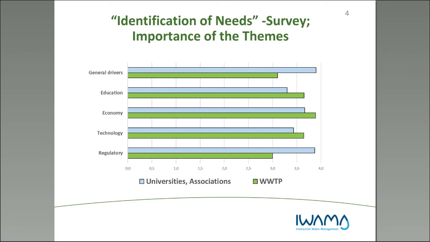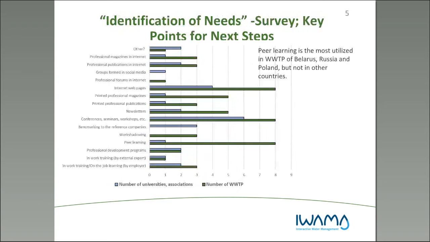Slide 5. The needed information for the wastewater treatment plants is obtained mainly from the internet, conferences, and via peer learning, while benchmarking was the main factor with universities and associations instead of peer learning. This peer learning was most utilized in wastewater treatment plants of Belarus, Russia, and Poland.